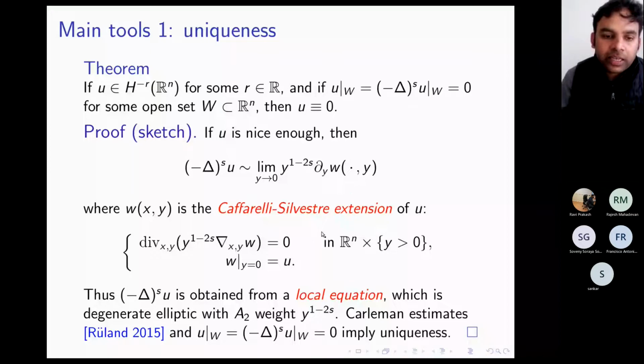It says that if you consider this degenerate elliptic equation, you can see that the degeneracy is here: as s is greater than half or less than half, as y goes to 0, the coefficient can go to infinity or it can go to 0. For s equals half, you get back the Laplace equation. Then you have the function u as the Dirichlet data. If you compute the Neumann data of this PDE, then you get back the fractional Laplacian operator.